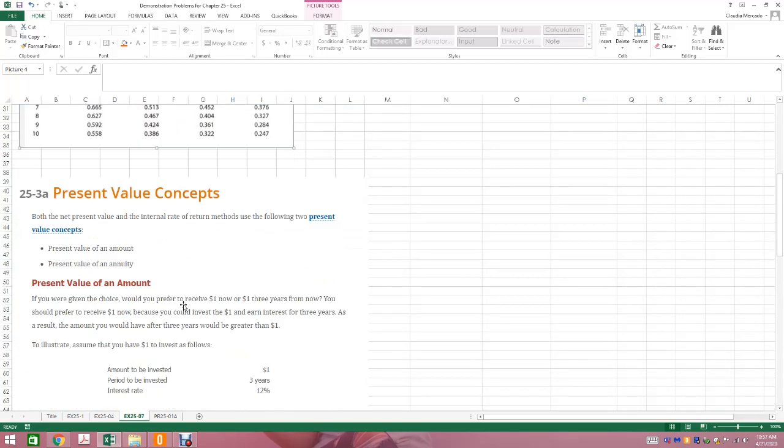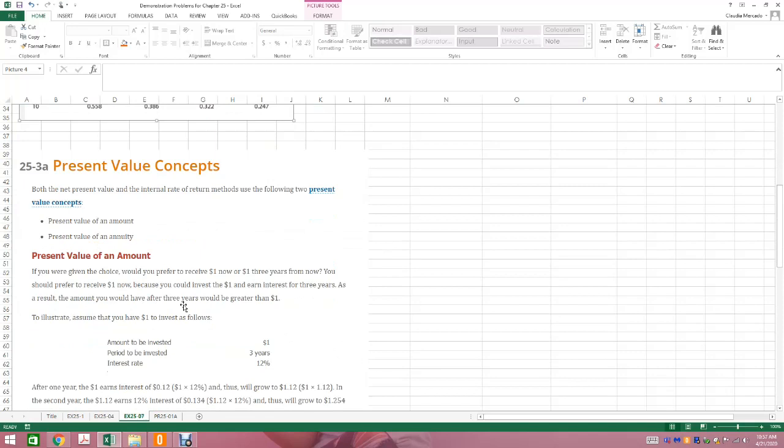Now, for the present value concept, there's a section in your book that covers it. Please go over and read it. There are basically two present value concepts. We have the present value of an amount, which is what we're going to be using in this particular problem, and then we have the present value of an annuity.